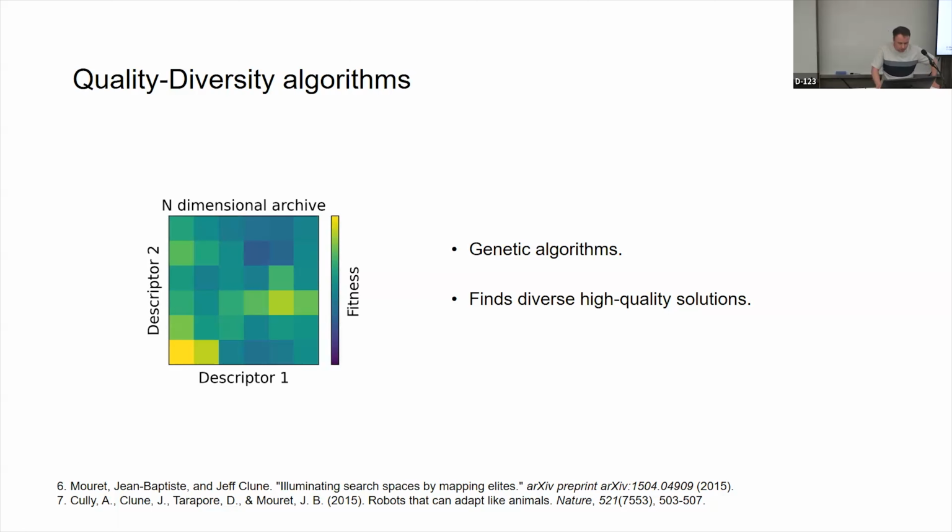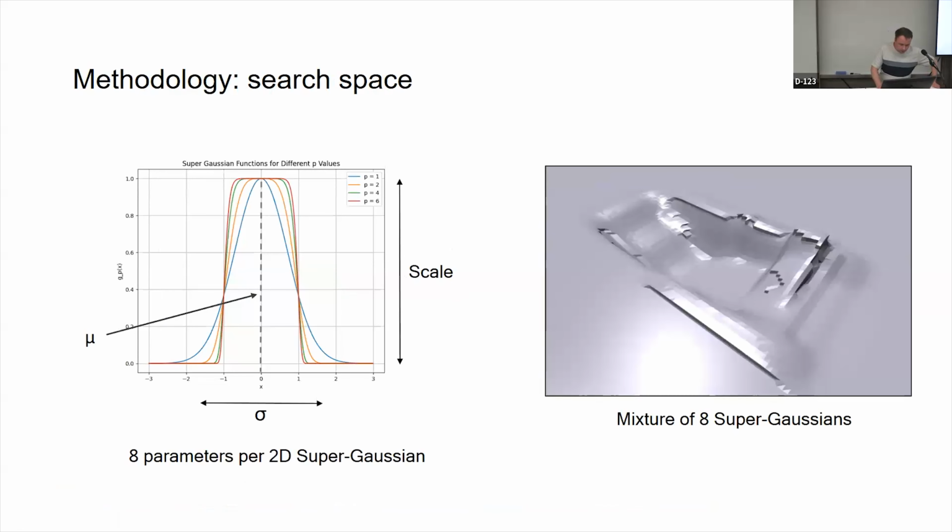But what I want to focus on is not evolving controllers. It's about evolving terrains, and especially I want to find diverse, challenging terrains for legged robots. First of all, I need to define the search space of the algorithm, which corresponds to all the terrains the algorithm can create to find those failure cases.